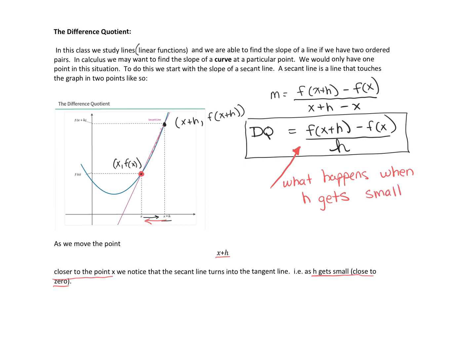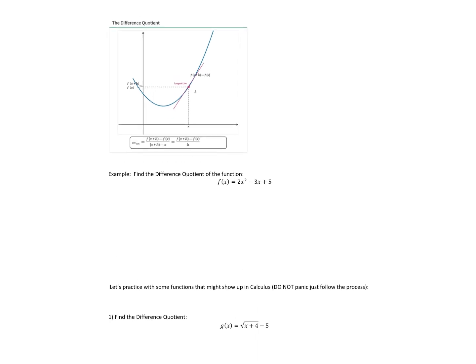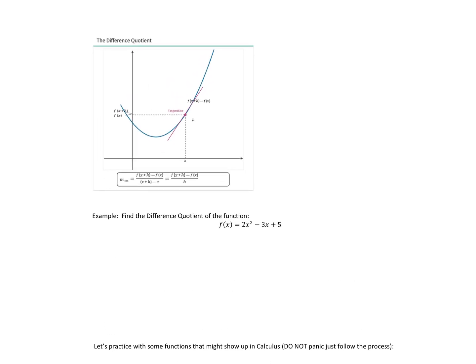So what happens is we have this secant line. This secant line crosses the curve in two different places. But as we move the x plus h point towards the x, we're able to find the slope of the tangent line. And that slope of the tangent line will give us the slope at that particular point. Here's an illustration of that exactly.